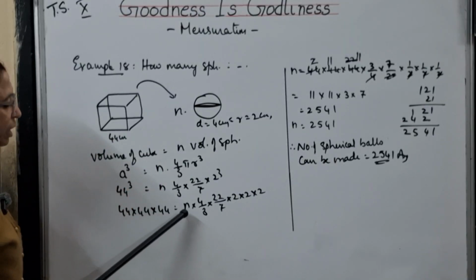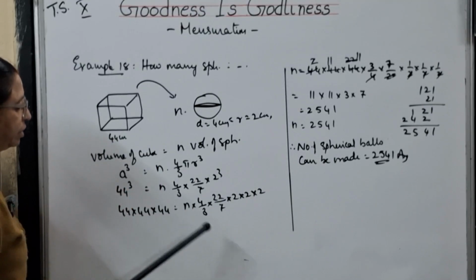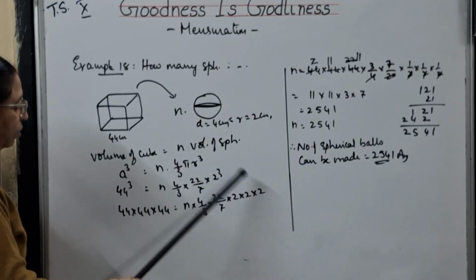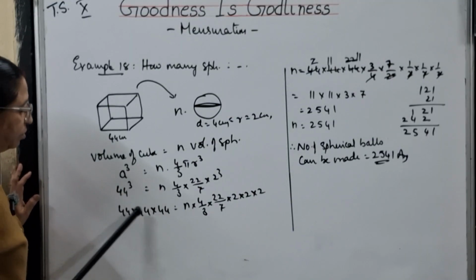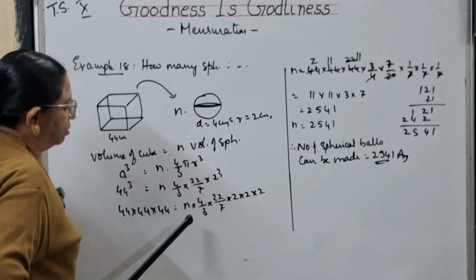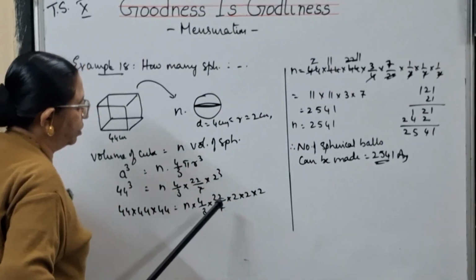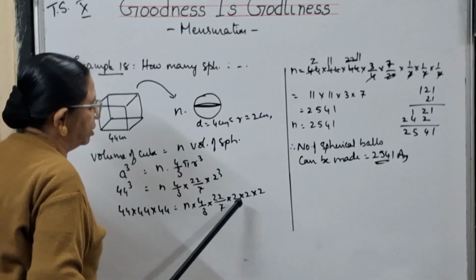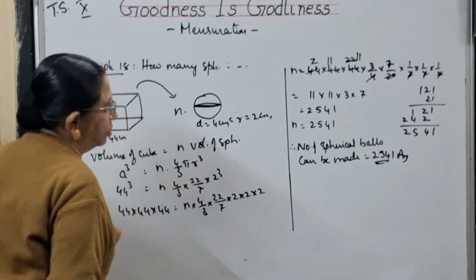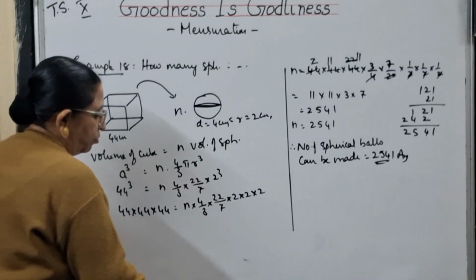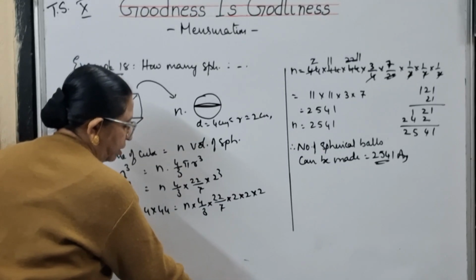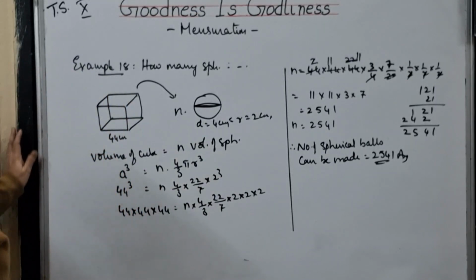So here I want n. So I have to bring all this to this side, and when I bring all this to this side, I have to write their reciprocals. So n is equal to this as it is. Reciprocal of 4 by 3 is 3 by 4, 22 by 7 is 7 by 22, 2 means 1 by 2. So on cancellation, I have got 2541. So 2541 spheres can be made with this, children. Please note it down.